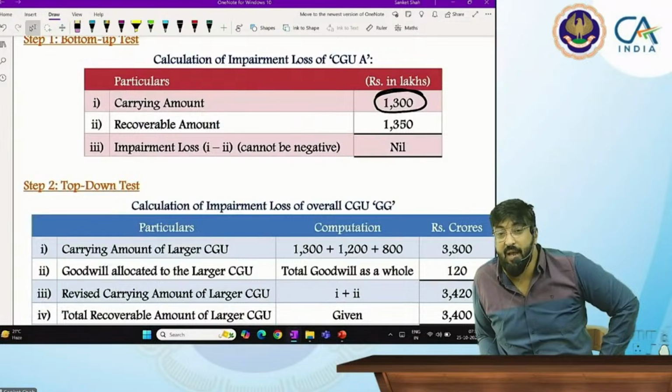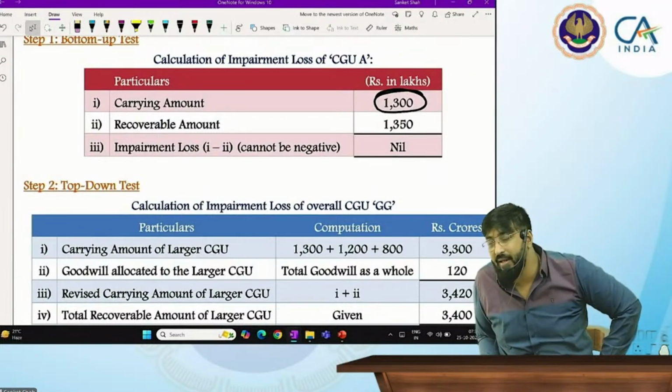Rosalind ji, are you understanding? Sir, now what is the carrying amount of CGU A? This 1300. Why are you going with 1300? Why have we not added goodwill in this case? Because in the top-down test, goodwill is not added to an individual single CGU, but to the overall CGU.